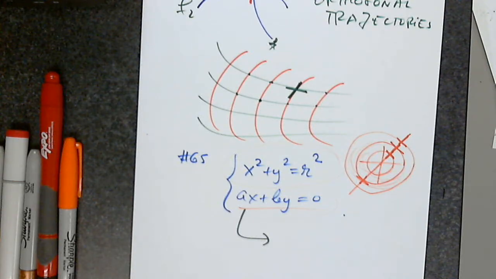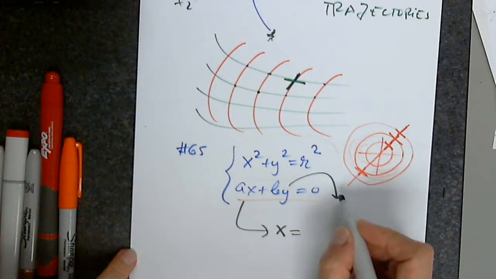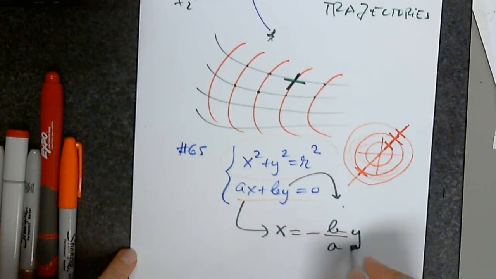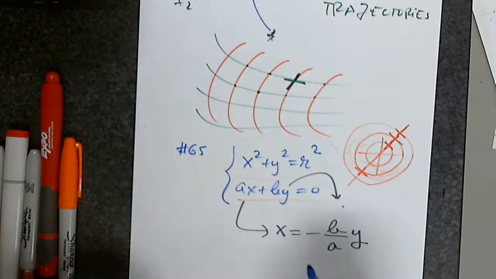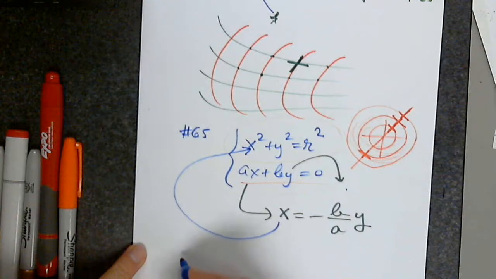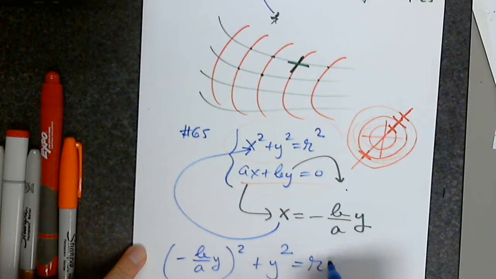It doesn't matter which one. Which one would you like to solve for? Good. So if I want to solve for x, I have to move by. It becomes negative and divide by a. So negative b over a times y. So I solved the second equation for x. Perfect. What do I do with it now? Exactly. Very good. I have to plug it back in. So this will be negative b over a y squared plus y squared equals r squared.